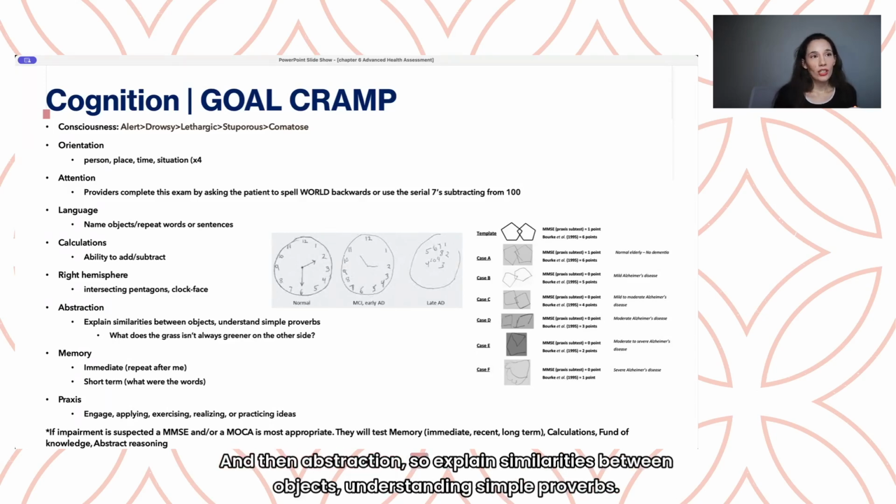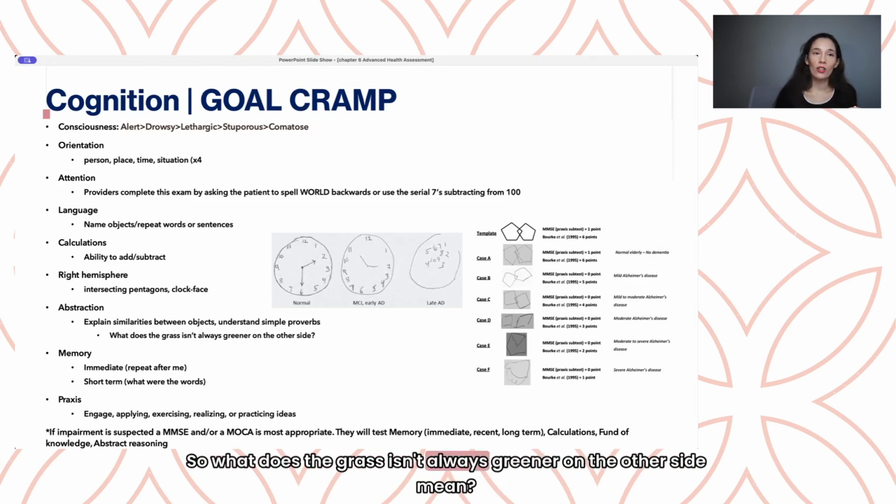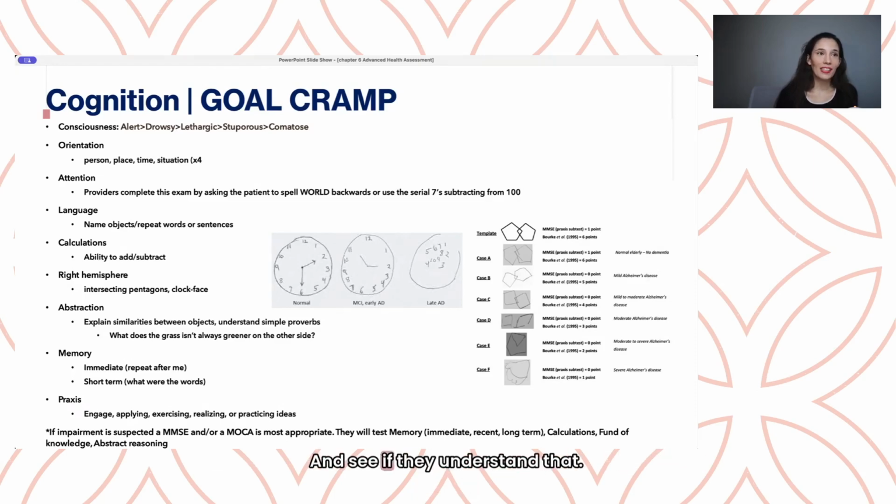And then abstraction, so explain similarities between objects, understanding simple proverbs. So what does the grass isn't always greener on the other side mean? And see if they understand that. That would be abstract thinking.